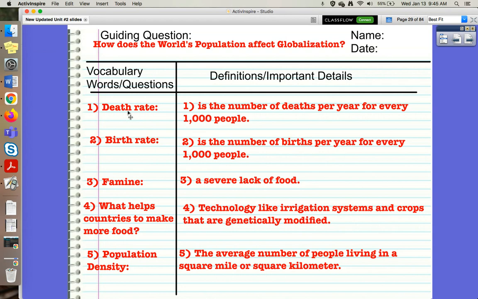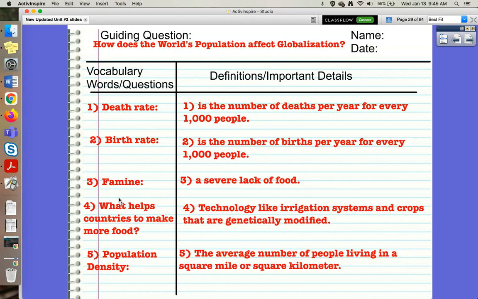So, our first term is death rate, and that's the number of deaths per year for every 1,000 people. So, they look at a group of 1,000 people that started the year and didn't finish the year, and then they're figuring out how many deaths per 1,000 people there were. Birth rate is exactly the opposite of that. So it's the number of births per year for every 1,000 people. So they look at the end of the year of 1,000 people, how many people did not start the year here and ended the year here.